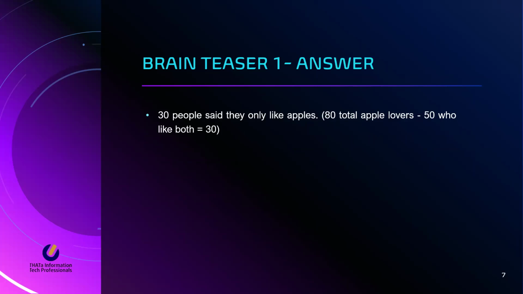How did we arrive at that? 80 total apple lovers minus 50 who like both. So the correct answer is actually 30. That makes sense. And that is noted. Those who actually answered correctly have 5 marks already. I think everybody has the same mark, so we are all still on the same rank. All right, that's good. So let's proceed.